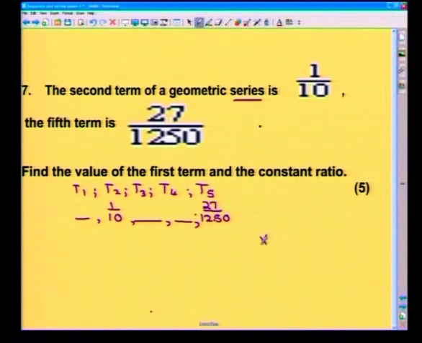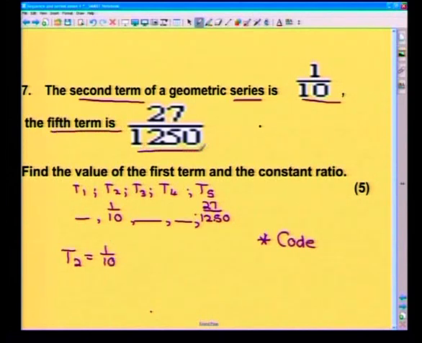Now, the first thing I always do is I code the question. By code, I mean I'm going to write it in mathematics. So they tell me the second term is 1/10, so T2 equals 1/10. And then they tell me the fifth term is 27 over 1250, so term 5 is 27 over 1250. Right, so that's the coding done.